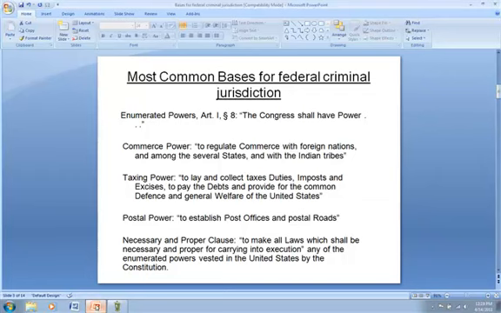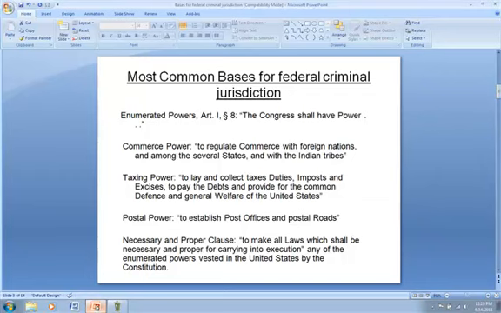And I've listed here on this slide some of the powers that are most commonly used to justify federal criminal laws. So the most commonly used one is the commerce power, the power to regulate commerce with foreign nations and among the several states and with the Indian tribes. As we will see in a little bit, this power becomes the basis for the vast majority of federal criminal laws based on a very broad reading of what it means to regulate commerce.